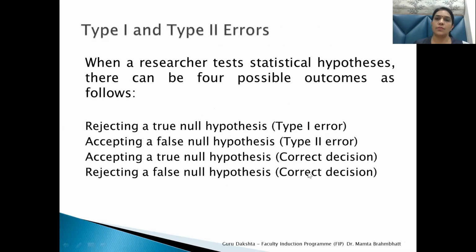What are type 1 and type 2 errors? When you are conducting research, there are chances of error. There are possible outcomes. The possible outcomes when you are conducting research could be of four types. Rejecting a true null hypothesis, you are creating a type 1 error. Accepting a false null hypothesis, that is a type 2 error. Accepting a true null hypothesis, that is a correct decision. Rejecting a false null hypothesis is a correct decision.